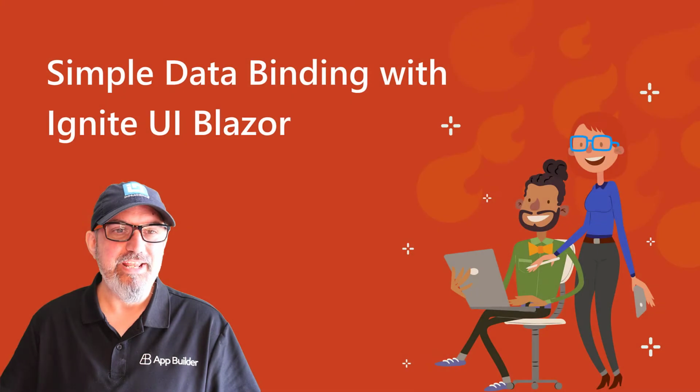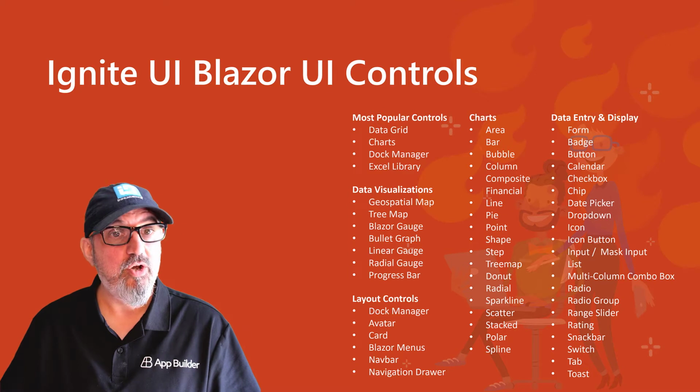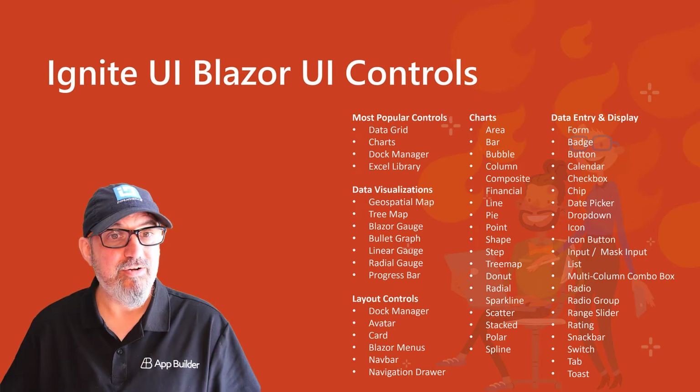In this short video, you're going to learn how to do simple data binding with Ignite UI for Blazor. Ignite UI for Blazor comes with over 40 UI controls and components and over 50 chart types. Anything you need to create your typical line of business application is in Ignite UI for Blazor. Let's get started with some simple data binding with Ignite UI for Blazor.